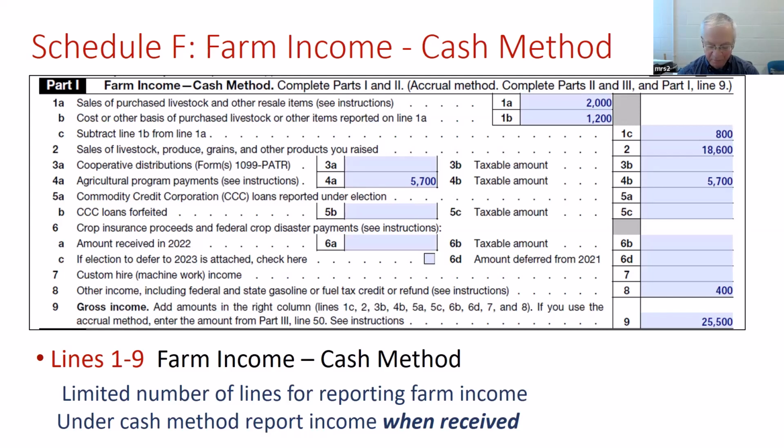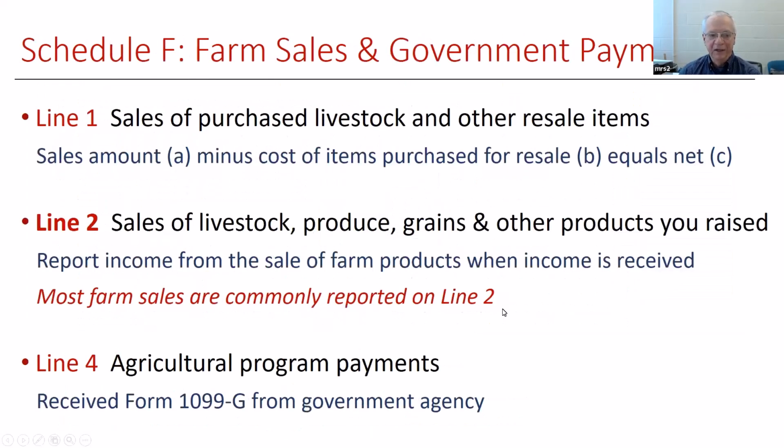Remember that when you're reporting under the cash method, that you're reporting income when received, okay? And really we're looking at basically 9 lines here, 8 of which have some descriptions. Let's take a look at each one of those a little bit closer. Let's take a look at line 2 first. Line 2 is the sales of livestock, produce, grains, and other products you raise.